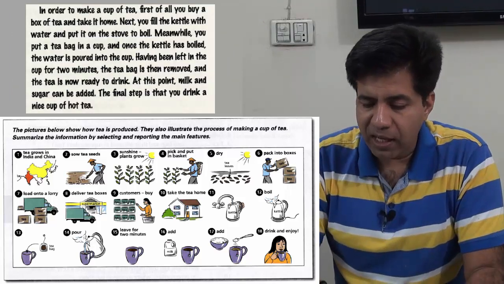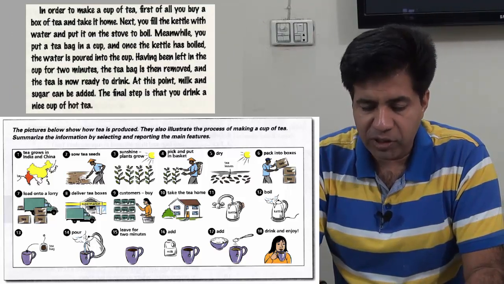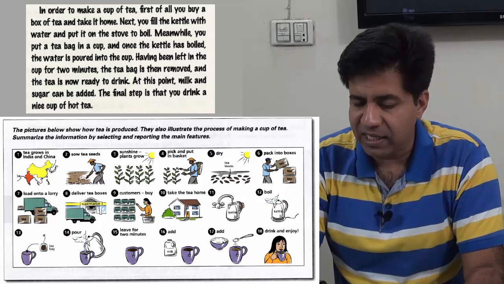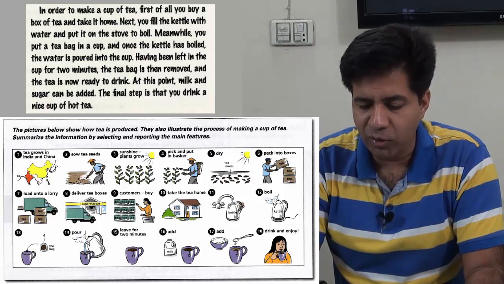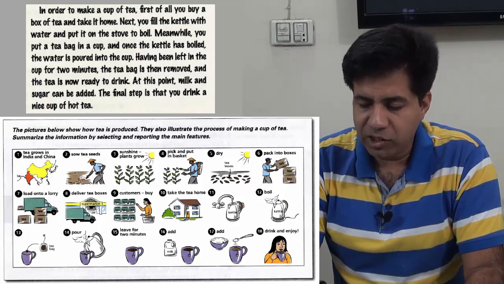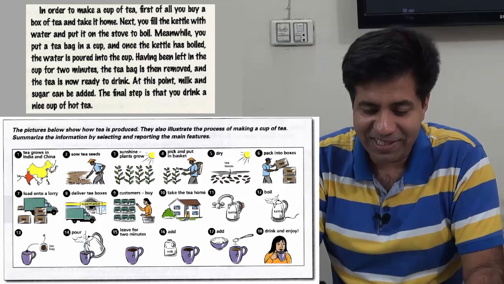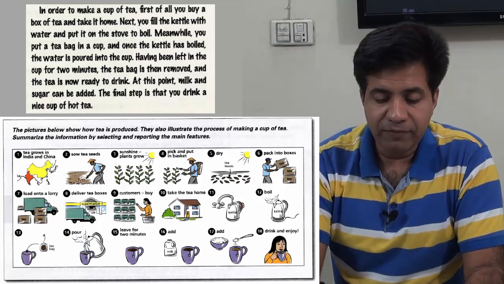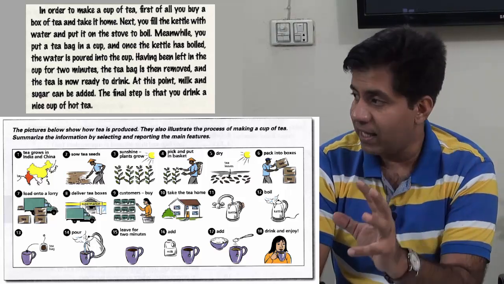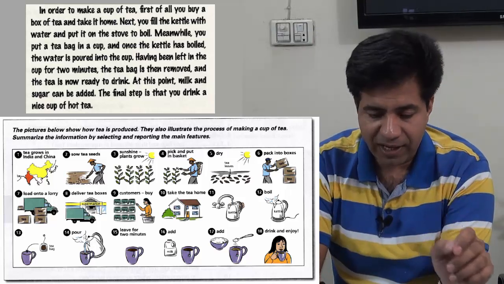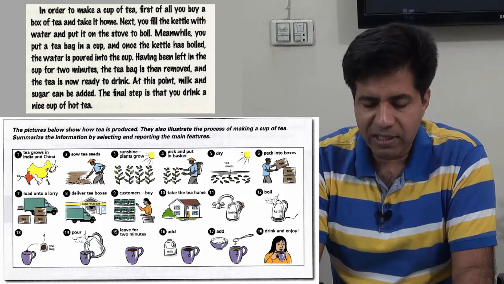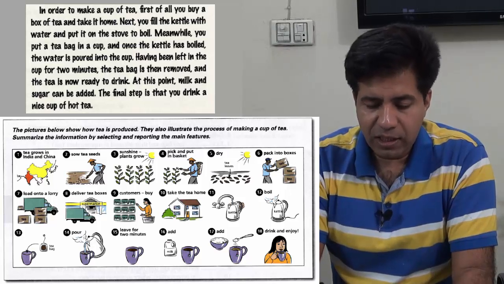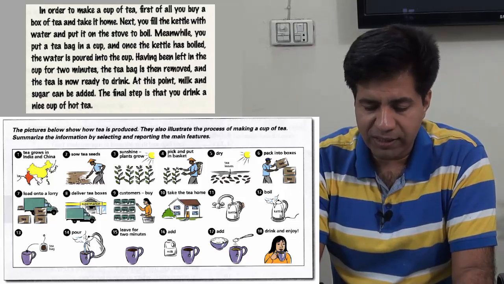In order to make a cup of tea, first of all you buy a box of tea and take it home. Right? Simple. Next you will find the kettle with water and put it on the stove to boil. It's like child's play, huh? Something very simple and easy. Meanwhile, the words like first, second, then, meanwhile, you put a tea bag in a cup, and once the kettle has boiled the water is poured into the cup.